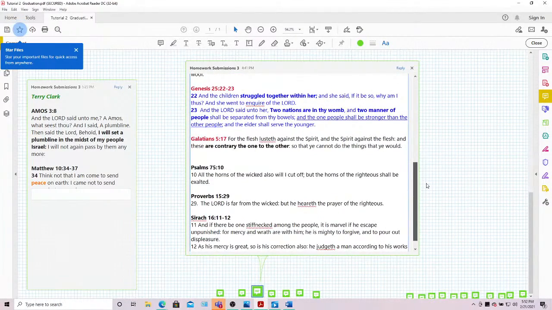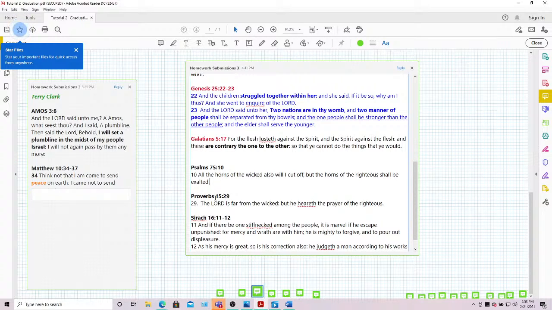And these are more precepts that Sister Collier provided. So we got Psalms chapter 75, verse 10. So all the horns, so the lineages of the wicked also will I cut off. Semicolon. So that thought is finished. We're getting a whole new one. But the horns of the righteous shall be exalted. It's your plumb line right there.